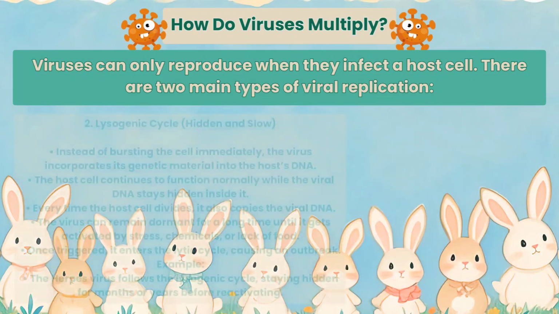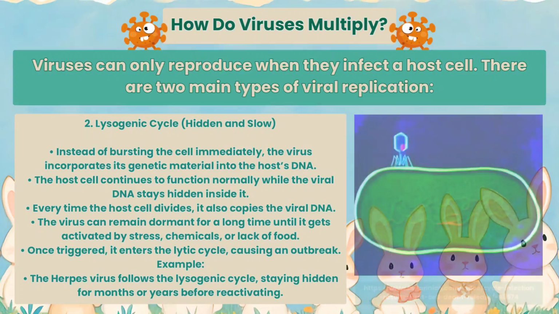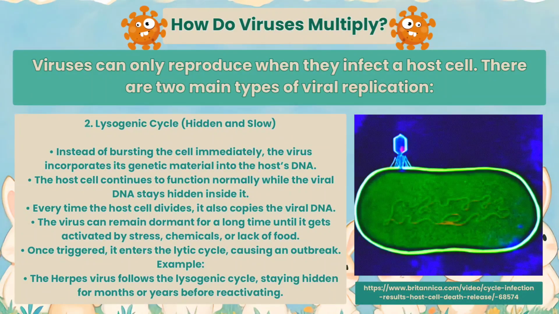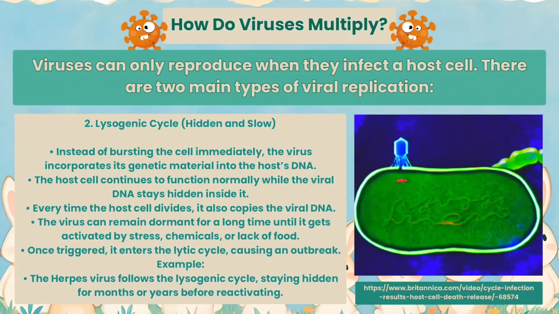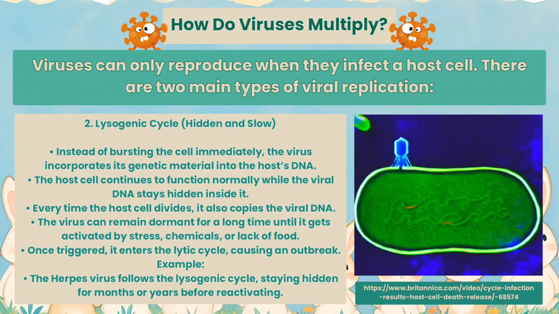The second type is the lysogenic cycle, or the hidden and slow. Instead of bursting the cell immediately, the virus incorporates its genetic material into the host's DNA. The host cell continues to function normally while the viral DNA stays hidden inside it.